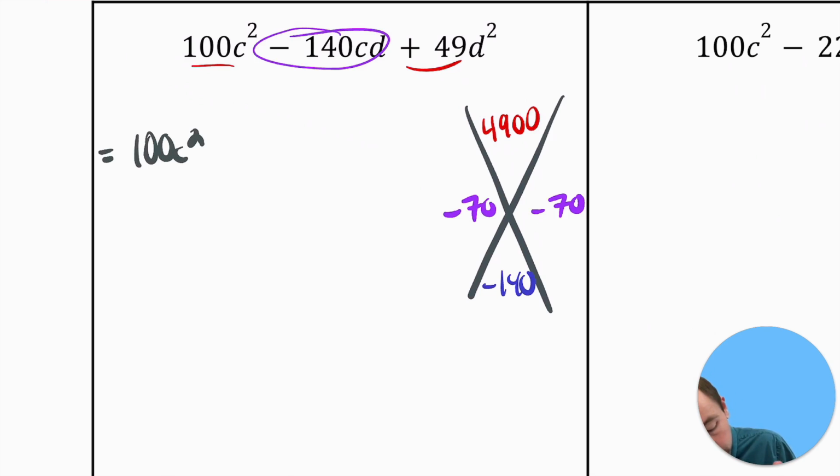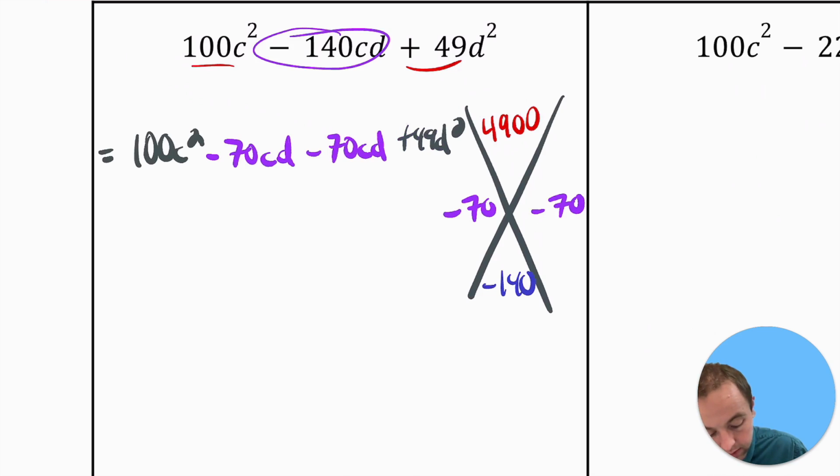So instead of negative 140 CD, we'll write it as minus 70 CD, and then minus 70 CD again, because they're both minus 70s. And then at the end we'll have a plus 49d squared. Then we just use factoring by grouping, right?